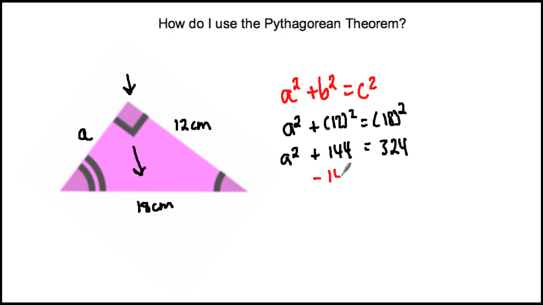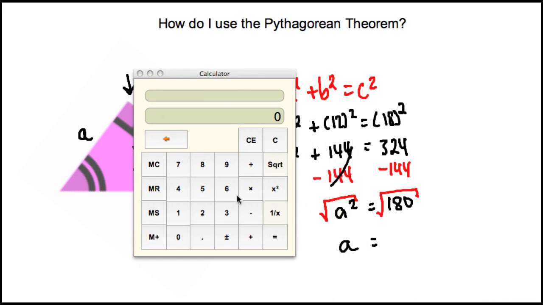The first thing I need to do to get the variable by itself is subtract 144 from both sides. And so I get a squared equals 180. Now, because I'm trying to undo a square, I will use the square root on the left and the square root on the right. The square root cancels out the square, leaving me with an a. To find the square root of 180, I'll bring up my calculator again and type that in. The square root of 180 is 13.4.